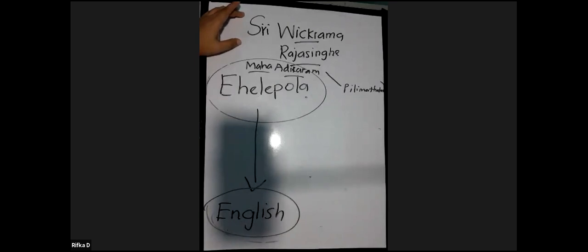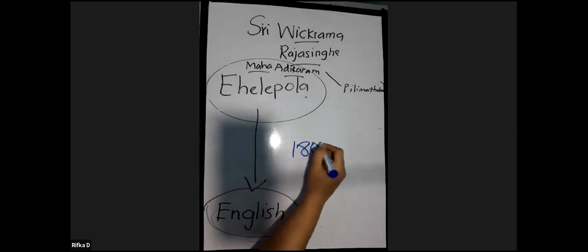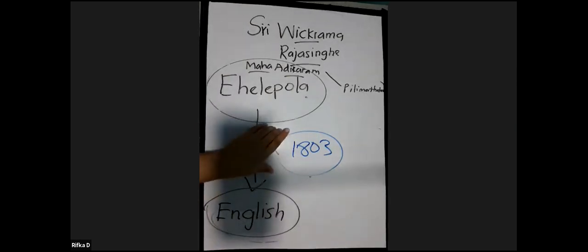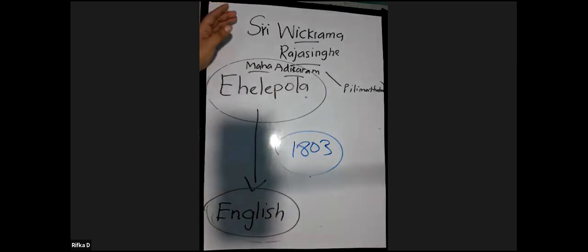The people loved him. When the English tried to invade the Kandyan kingdom in 1803, because of the unity between the people and Vikrama Rajasingha, they were able to chase the English from the Kandyan kingdom. But all these things happened because of what? Tell me, he became cruel because of what?